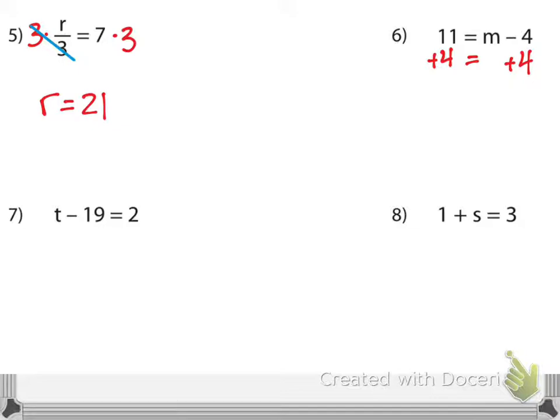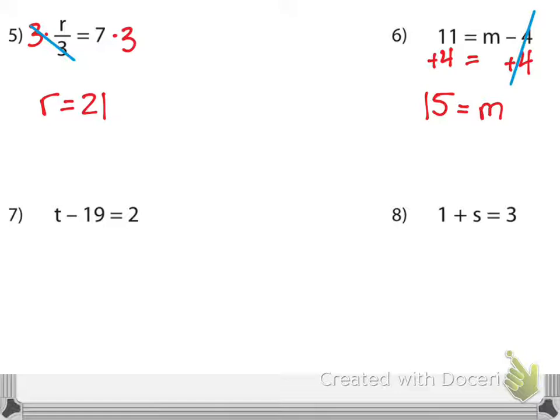Minus 4 plus 4, the minus and plus signs. Yeah, so the minus 4 plus 4, what happens to that? You can just get rid of that. Boop, it's gone. I'm just left with M equals. And on the other side? On the other side would be 15. Excellent. 15.